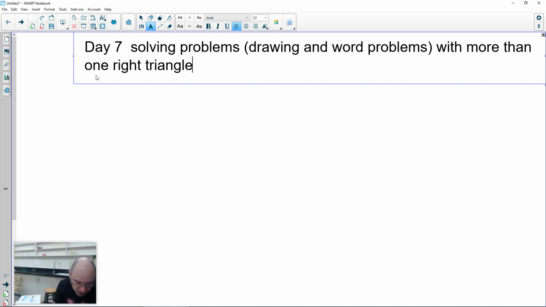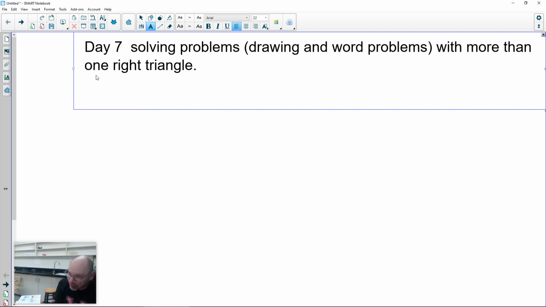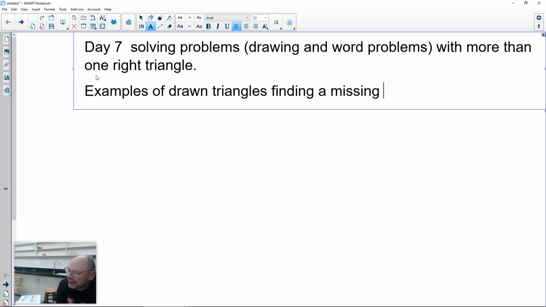All right. So that's basically what we're going to look at. And we're going to look at examples of drawn triangles. Finding a missing side or angle. Okay, that'll be the first part.